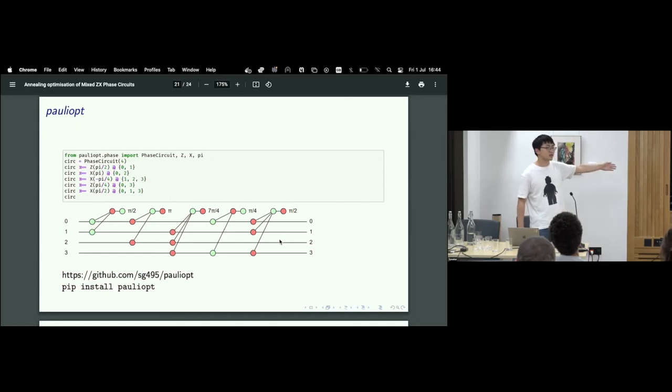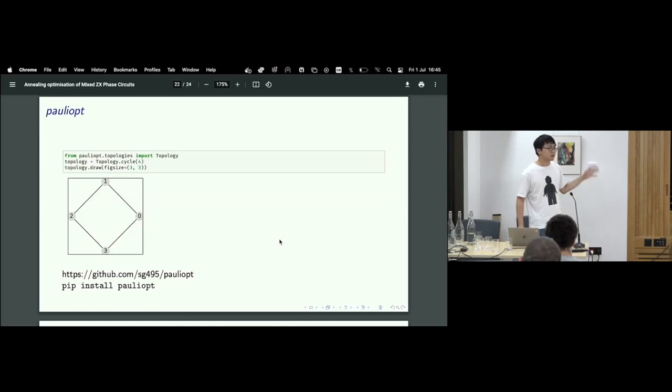It's all online on GitHub. You can pip install it. It's got documentation, so you can try it out and contribute to it. It's open sourced. So it's really simple. You start by defining a phase circuit, so it's just an empty circuit, and then you define it layer by layer. You define Z phase gadgets, X phase gadgets, and you specify which legs you act on. It's very much what you see is what you get.